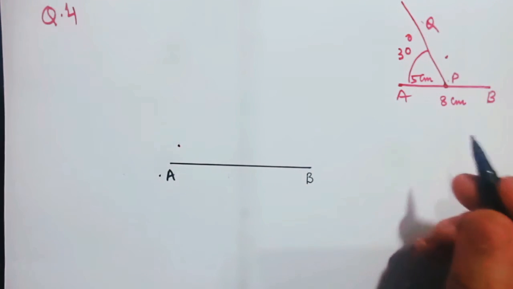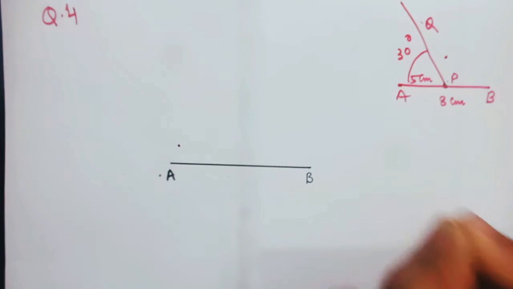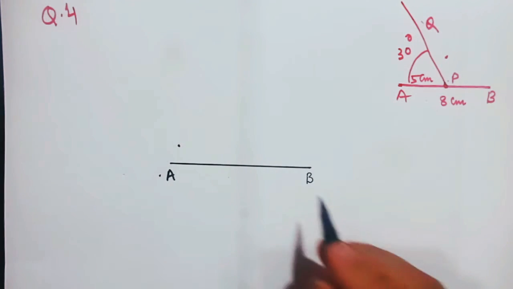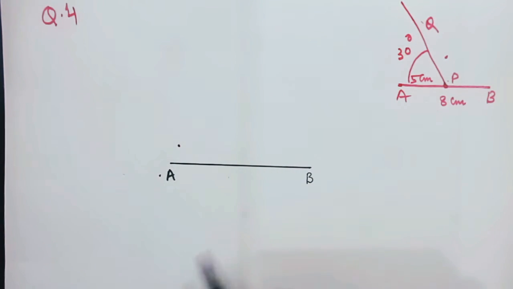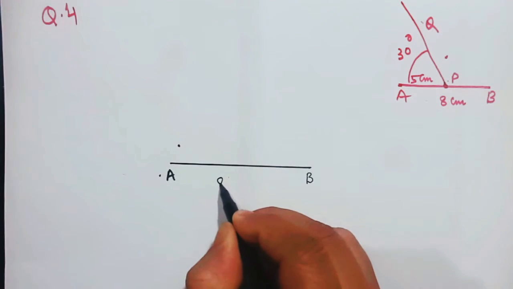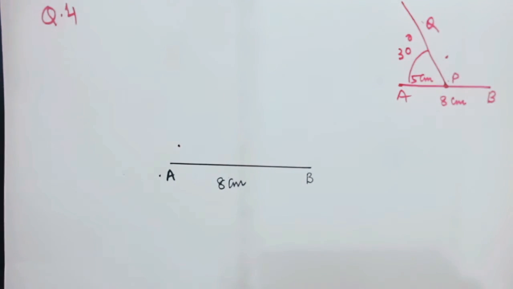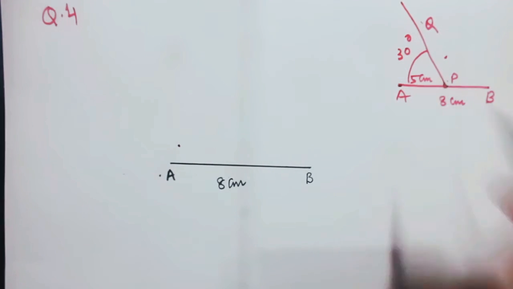Always remember, you need to use only pencil, not pen, while constructing. I am doing this so that it is easily visible to you people. So AB is equal to 8 centimeter. Fine. Now AP should be equal to 5 centimeter.